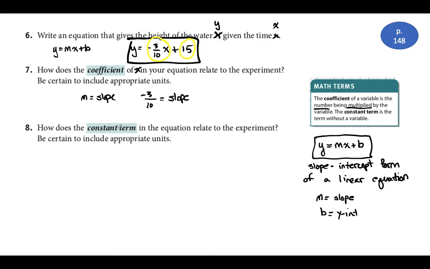Now they're talking about the constant term. How does the constant term in the equation relate to the experiment? By constant term, they mean the b, or the 15 here. Do you guys see how this is a separate term? And they call it a constant term because no matter what x is, this will be 15, right? This term will change depending on x. If x is 10, this term is negative 3. But if x is 20, this term is negative 6. While if x is 10, this term is still 15. If x is 20, this term is still 15, right? The term doesn't change based on x. So we call that a constant term. Not changing is constant. And how does the constant term relate to the experiment? It is the y-intercept.